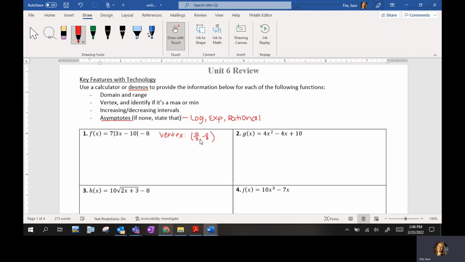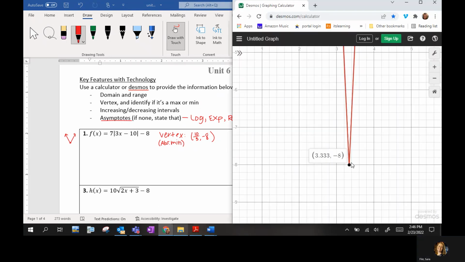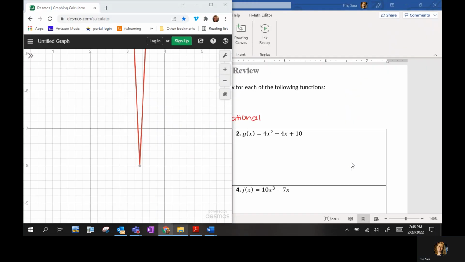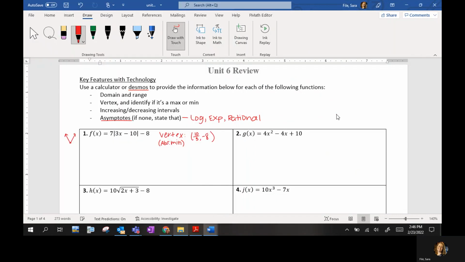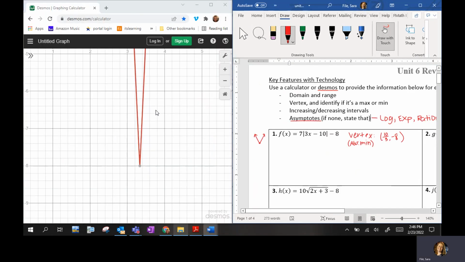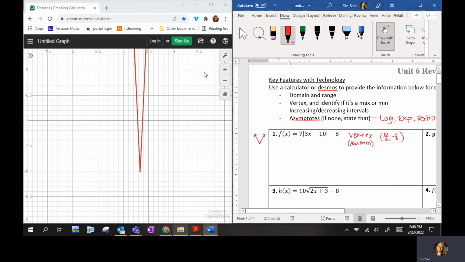Now that's going to help me determine my domain and range, because I know if you want to draw the general shape of it, you can. This is this V shape, okay? That vertex is a minimum. More specifically, it's an absolute minimum. It is the lowest the graph ever gets, right? We can look at it side by side. All right, so we've got the vertex and identified if it was a max or min.